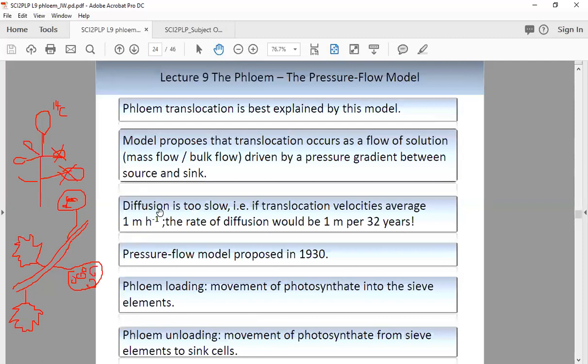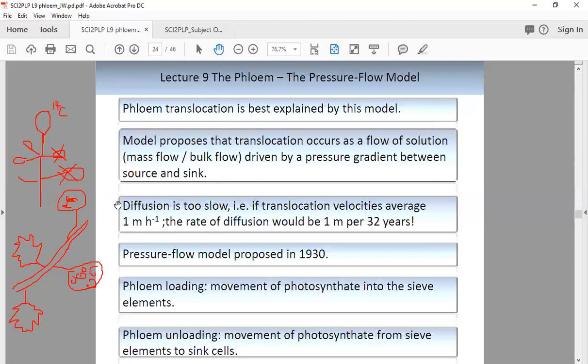So let's consider the process of diffusion. They know that the mechanism of diffusion is far too slow to account for translocation in the phloem. Far too slow. They know how long, for example, a molecule of glucose takes to diffuse from one side of a cell to the other.